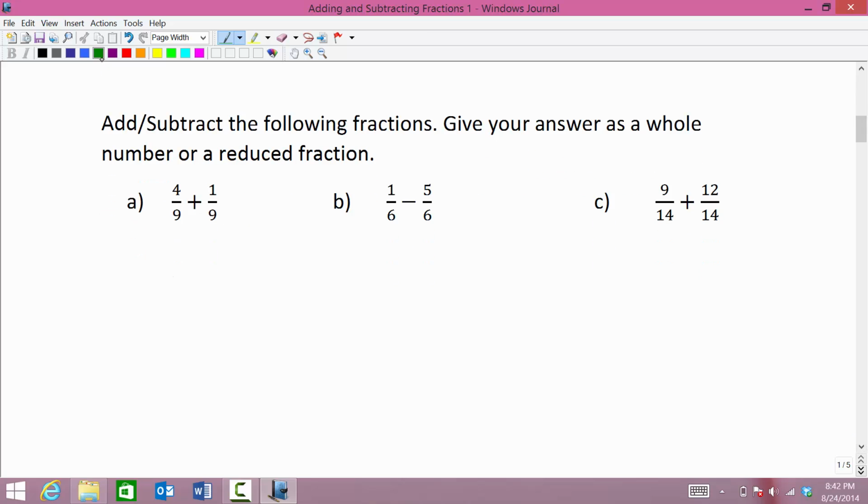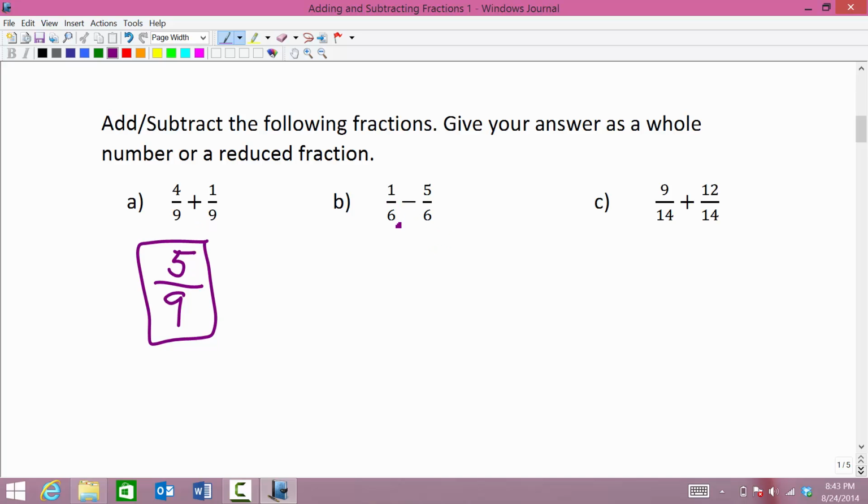Let's add and subtract these fractions. We have 4 out of 9 pieces plus 1 out of 9 pieces. Since the denominators are the same, all of the pieces are the same size. So we have 9 equal pieces, 9 equal pieces. 4 plus 1, we know that's going to be 5 out of those 9 equal pieces. So we add the numerators together, keep the 9. That's telling me how many equal pieces that I have broken up my whole into.